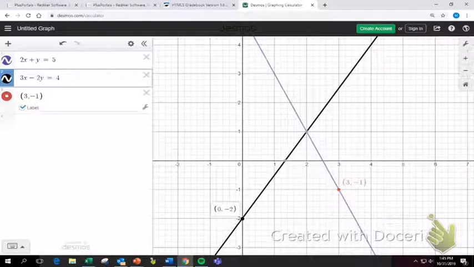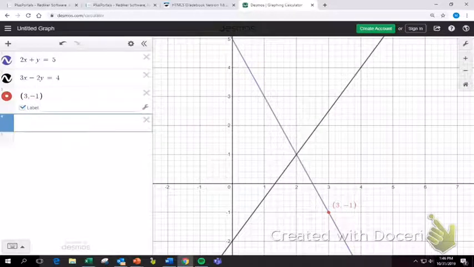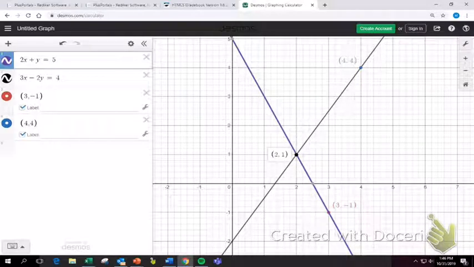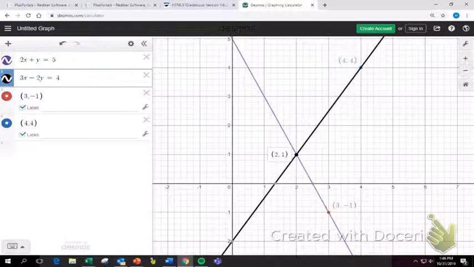So be careful. Remember, when you're looking for a point, it's got to be on the line. All right, 4, 4. If we type it in, let's see if it falls on the line. And it does. All right, good. So we've got 4, 4 on that one. You've got 2, 1, and you had 0, -2. All right, so draw your lines, put your arrows on the end, and finish off with the solution.